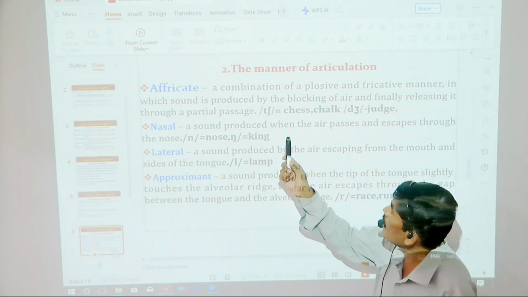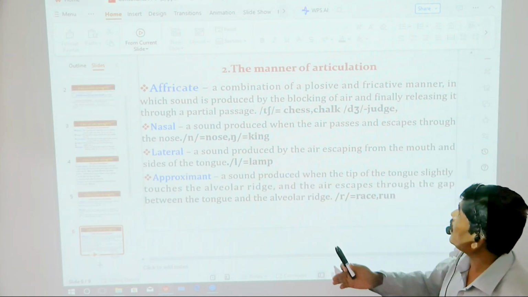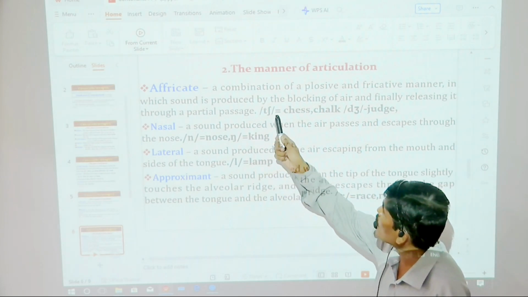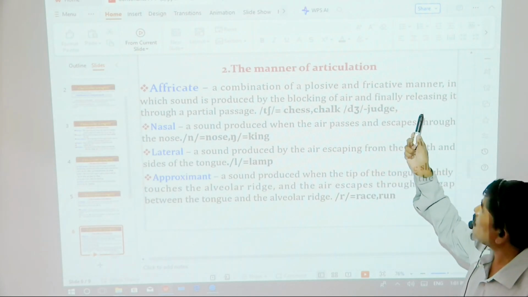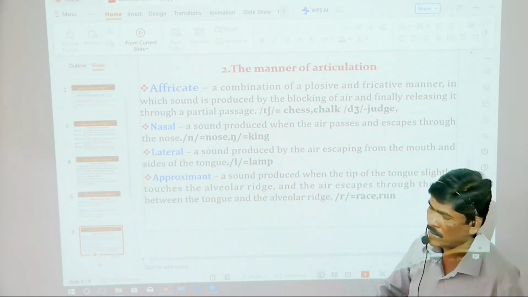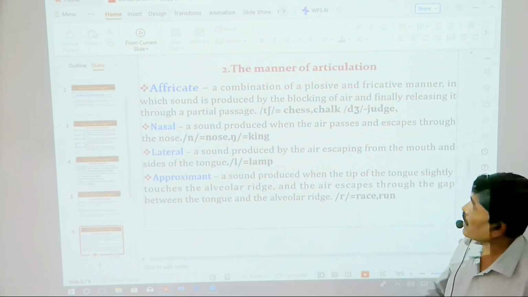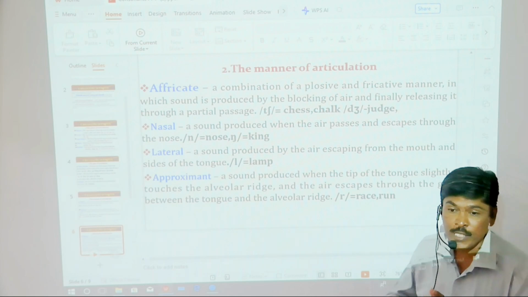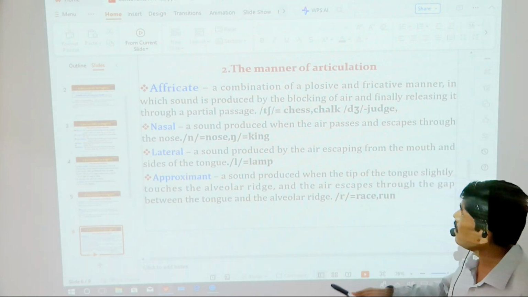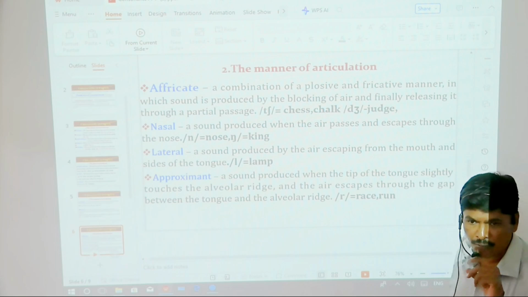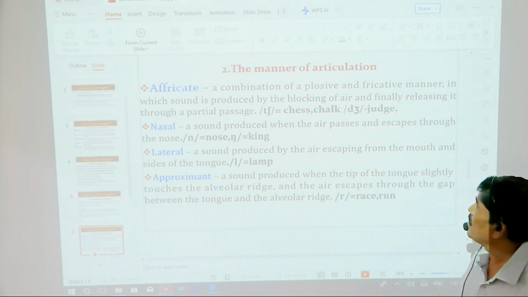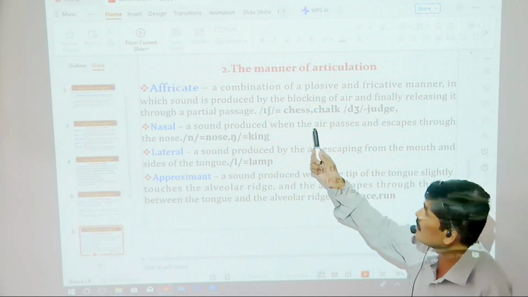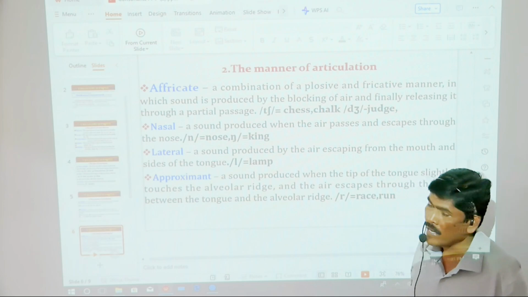The sound produced by the manner called affricates is a combination of the plosive and fricative manners, in which sound is produced by blocking the air and finally releasing it through a partial passage. At that time the friction is also there and the explosion is also there. For example, chaw, chalk, chess, and judge. These are the two affricates in English.